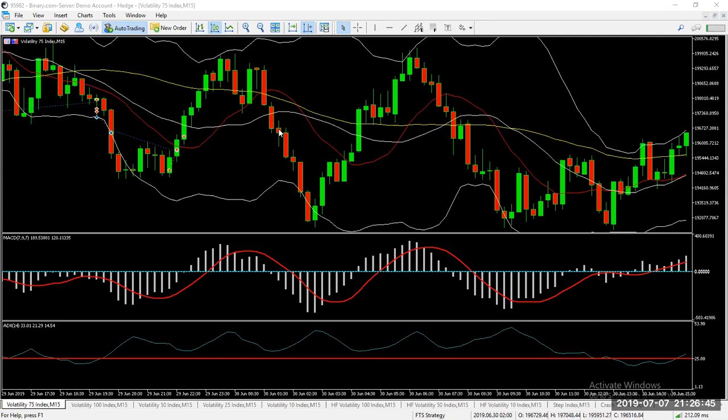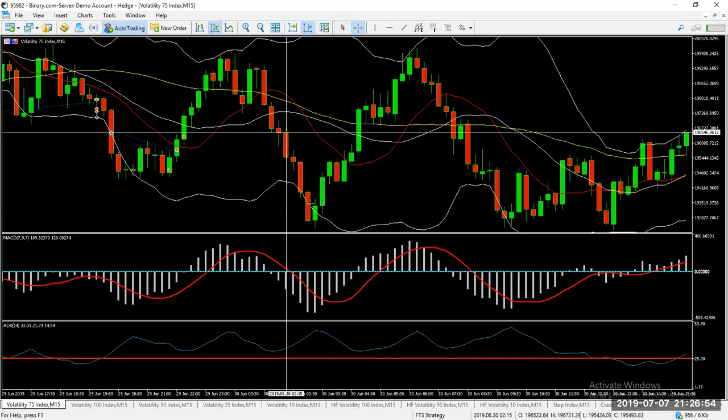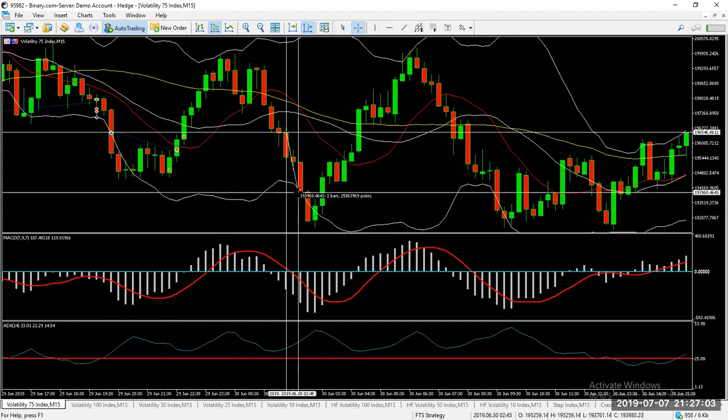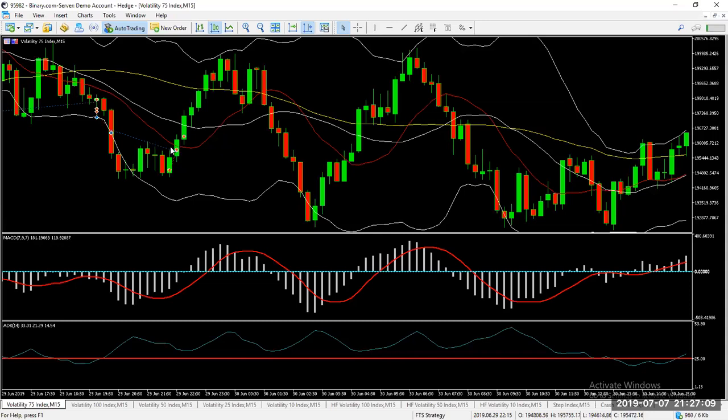So at the close of this candle, we would have taken our trade, and you can see how the market went down. So I would have taken my profit immediately it touched the lower Bollinger band. That is where I take my profits. So I would have won a trade here. I would have won another one here. And I would have won the third.